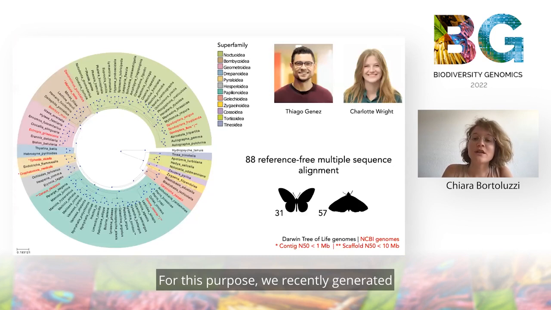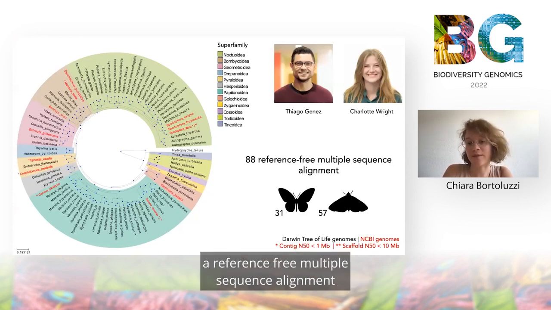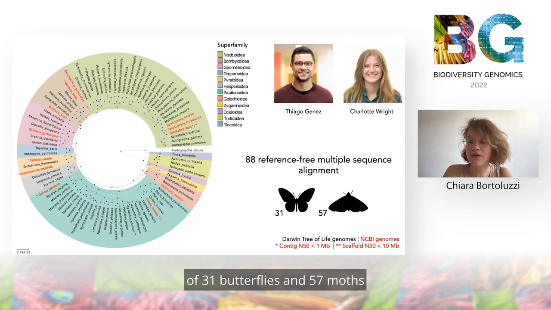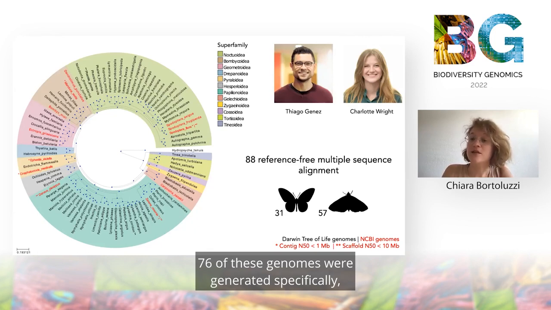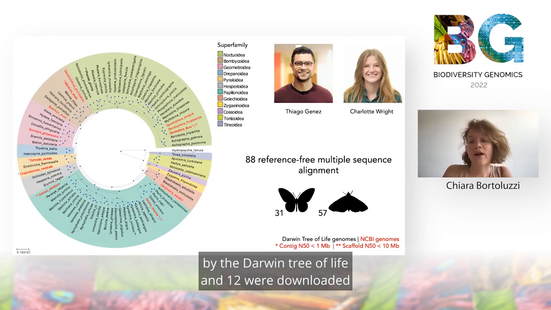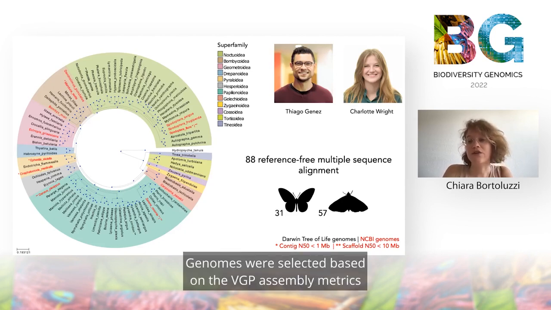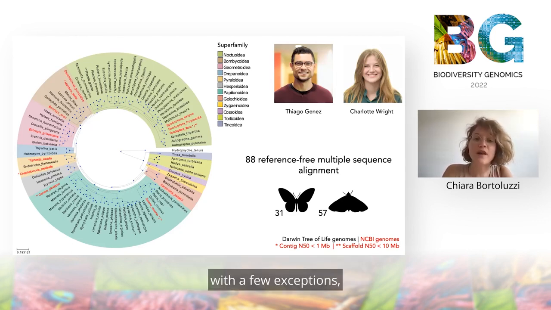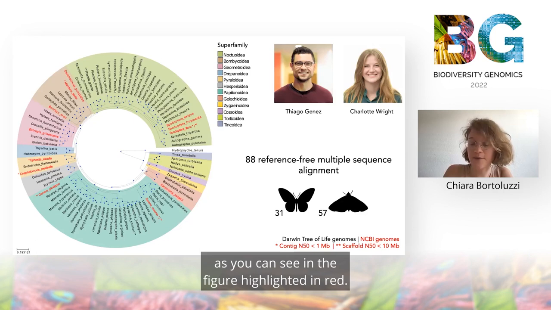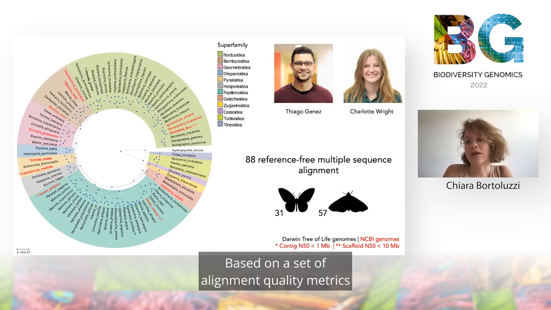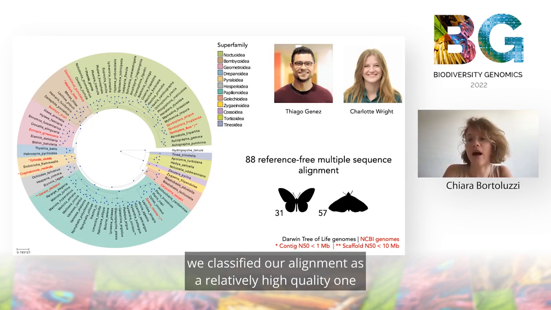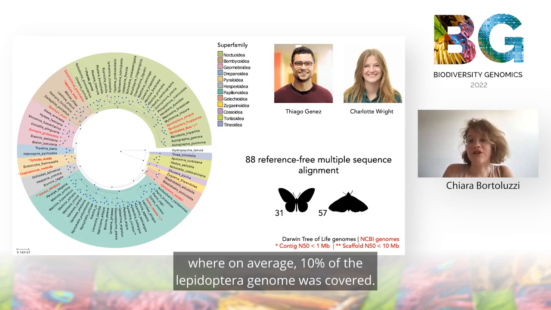For this purpose, we recently generated a reference-free multiple sequence alignment of 31 butterflies and 57 moths belonging to 12 superfamilies. 76 of these genomes were generated specifically by the Darwin Tree of Life, and 12 were downloaded from the NCBI database. Genomes were selected based on the VGP assembly metrics, with a few exceptions, as you can see in the figure highlighted in red. Based on a set of alignment quality metrics that we developed specifically for this study, we classified our alignment as a relatively high quality one, where on average 10% of the Lepidoptera genome was covered.